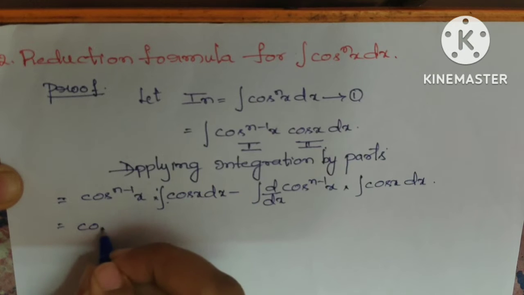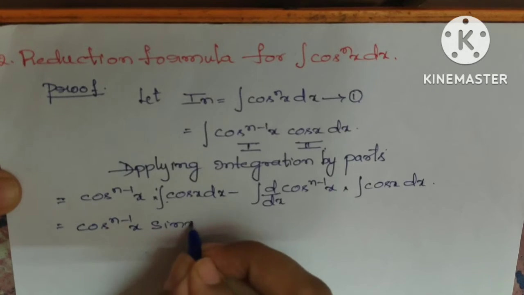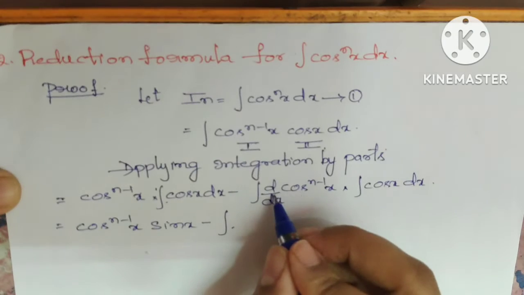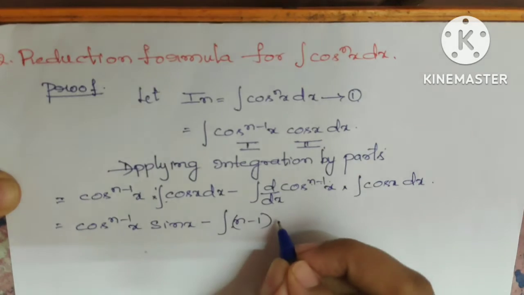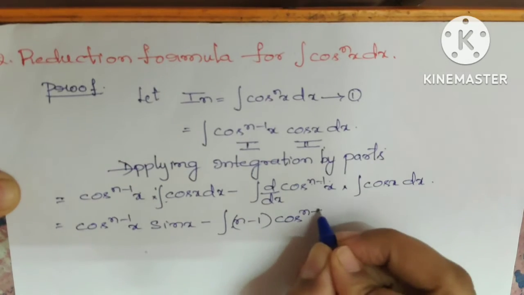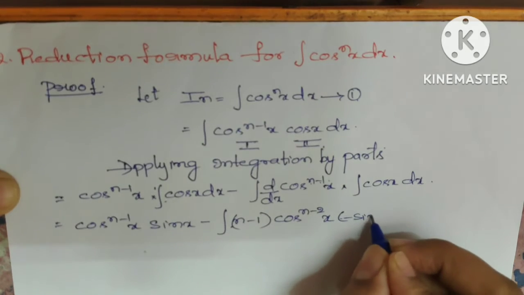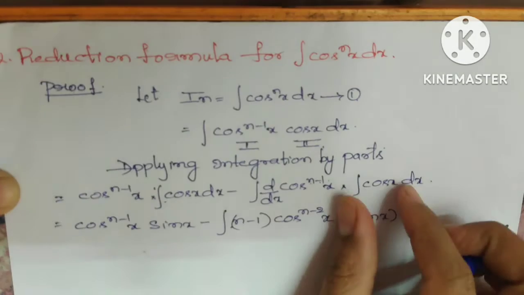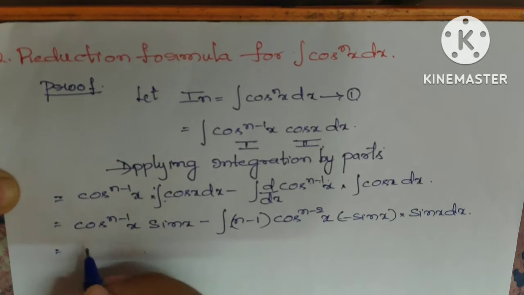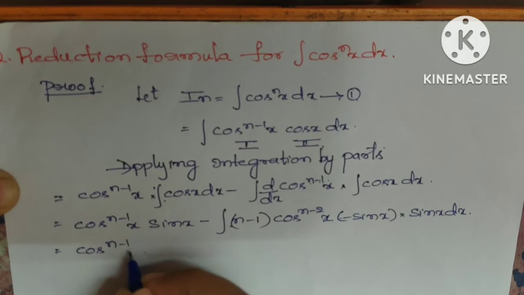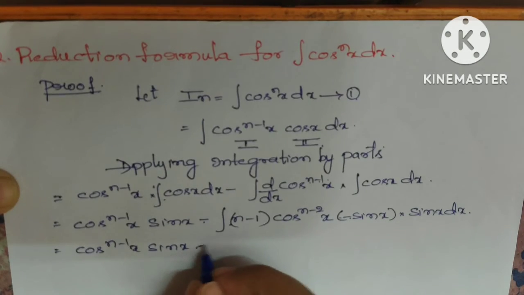So this equals cos power n minus 1x into integration of cos x is sin x minus integration of differentiation of cos power n minus 1x is n minus 1 into cos power n minus 2x into derivative of cos x is minus sin x into integration of cos x is sin x into dx. So this equals cos power n minus 1x sin x, here minus into minus, this becomes plus.